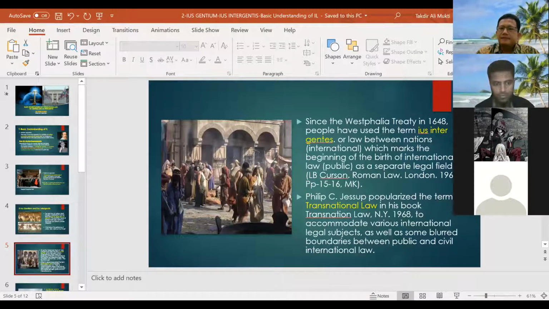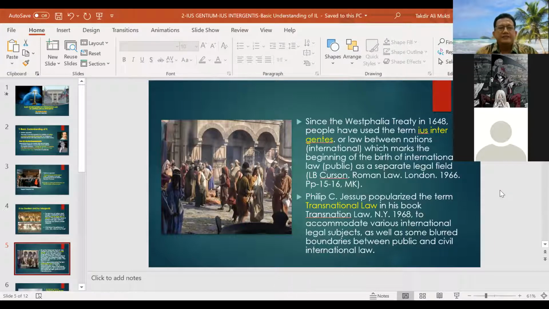But after the Westphalia Treaty in 1648, the elite, the kings and princes in Europe, met and agreed to recognize not only states or governments as subjects of international law, but also non-state actors.